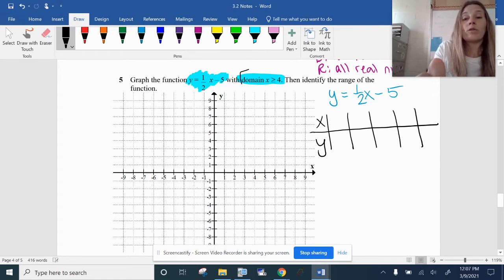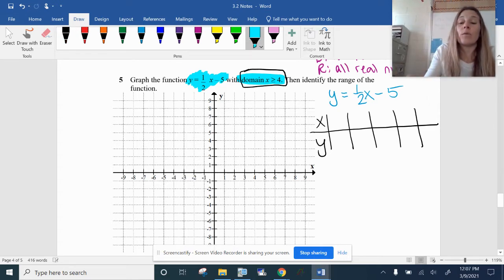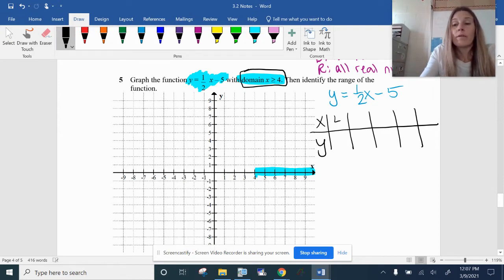However, let's look at this domain restriction. So this domain restriction is saying that x is greater than or equal to 4. Now, I like to highlight the restriction on the x-axis. So I know that all my x values have to be equal to or greater than 4. So I know I can only pick x values in this realm here. Now I'm going to start out with the 4. Now I could pick 5, 6, 7, 8, 9 if I'd like to.